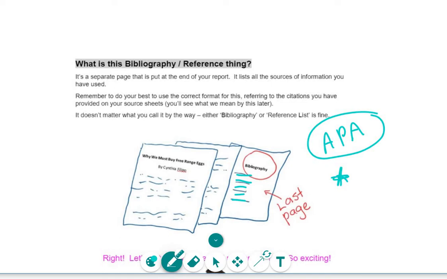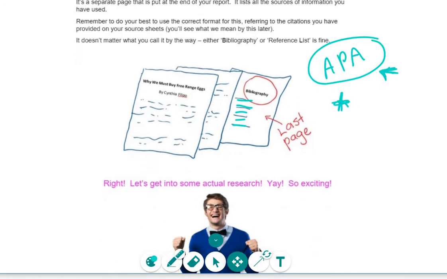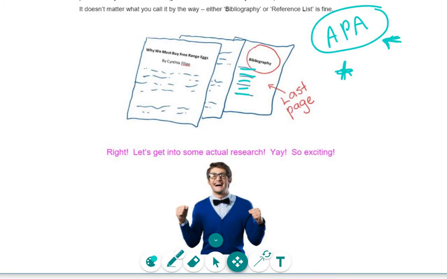You'll see on the source sheets that are coming up, the ones you fill in, you actually have to write the citation in that source sheet. So it's a certain way of noting what your text is, your title, your author, the publication date. There's a certain way of doing it. You have to put that into the source sheet so that it's nice and handy for your bibliography later on. So you've got to have that last page.